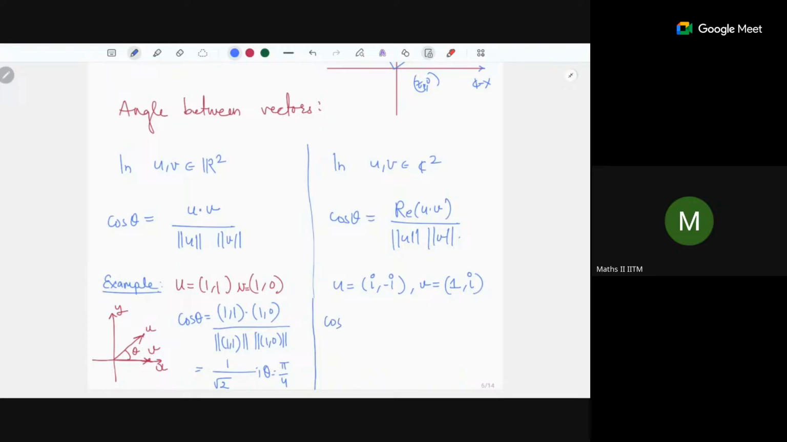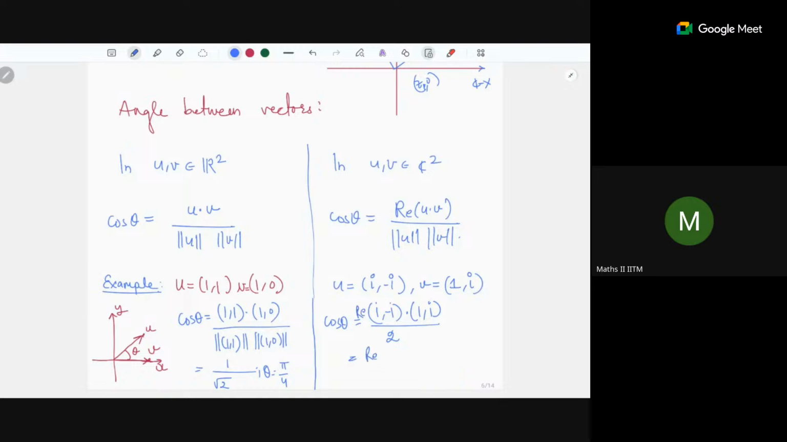Now what is cos theta for this example? It is (i, -i) dot (1, i) divided by the magnitude of u times the magnitude of v. What is the magnitude of u? It is 1 square plus 1 square, which is square root of 2. What is the magnitude of v? It is 1 plus 1 square, square root of 2 again. So the denominator will be 2. And what is the dot product? i dot 1 gives you i. Take the real part of it.